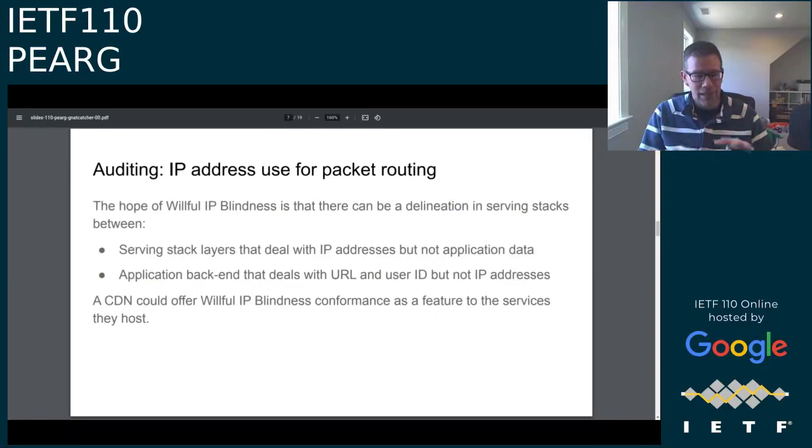The other advantage of dividing it into these two halves is that if the first half is generally done by a CDN, this could become something a CDN could offer to the application backends they're hosting. They could say, okay, I've been audited, I know I'm conforming to willful IP blindness, and I'm not using IP addresses for re-identification purposes. So we now know that the services they're hosting are also conforming.